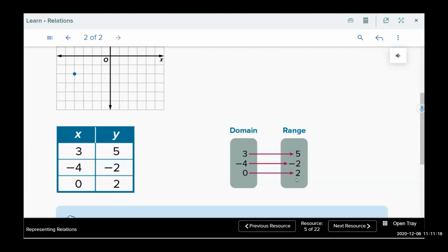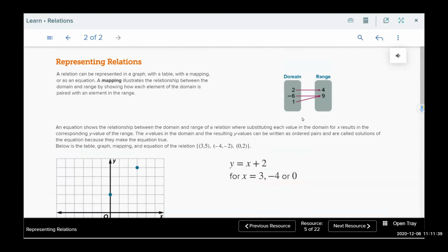And then this is that mapping thing. It's just taking all the domain numbers, which would be our x's, putting them in a column, and then taking all the range numbers, putting those in a column, and drawing arrows from each number in the domain to what number they go to in the range. This one, all the arrows just go straight across, but if you happen to look at this one up here, the 2 goes straight across to 4, -6 goes straight across to 9, but the 1 also happens to map to the number 9, so it looks a little different.